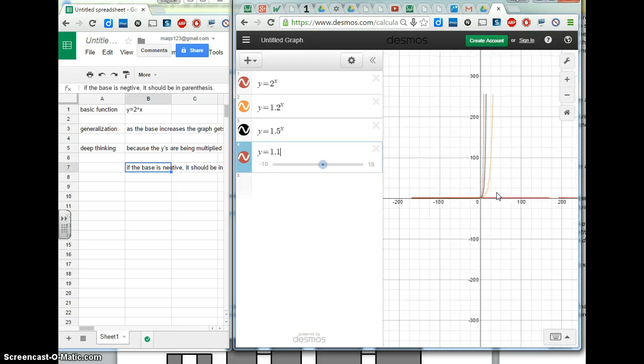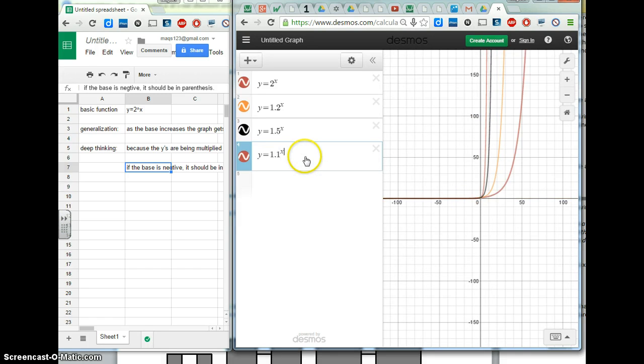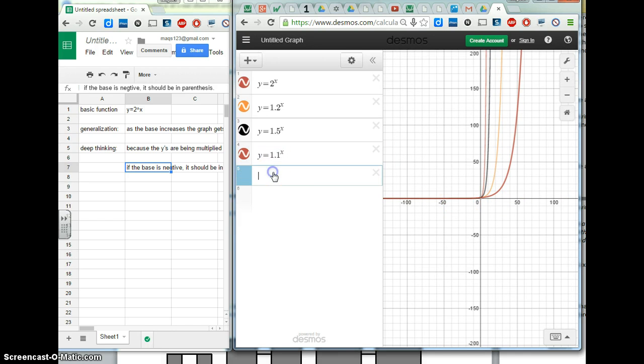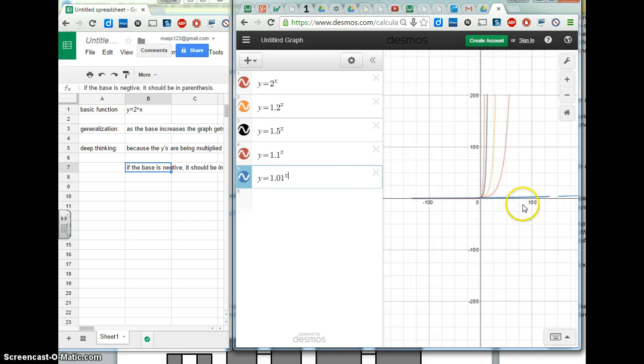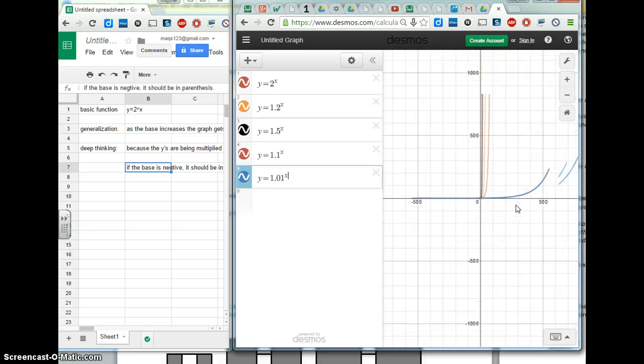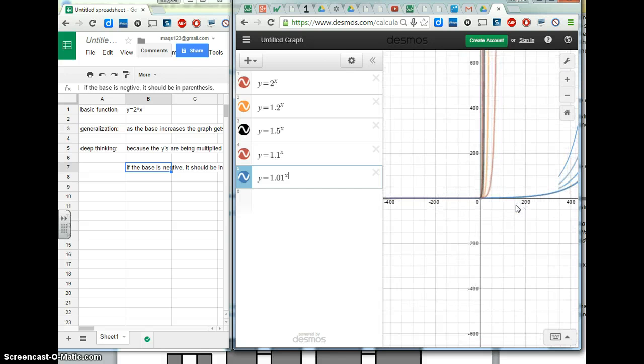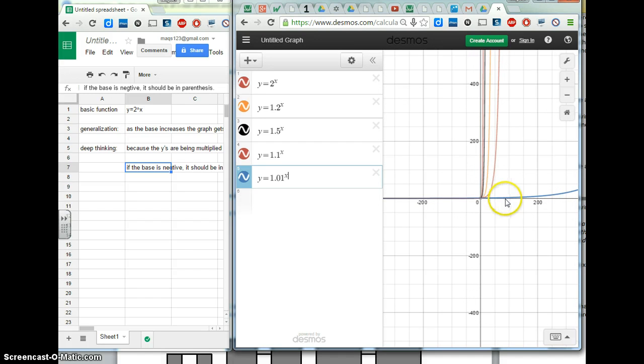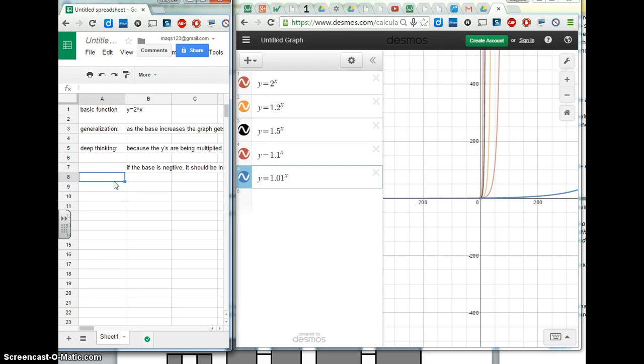So the red one, oh, never mind. I haven't put my exponent yet. Here we go. So then, how about 1.01? Look at that. That's the blue one. So look at that. It's still exponential, but it's far away. So we can make a generalization of that one. Okay. If it's a decimal, the smaller the decimal, closer to 1, the wider it is. Okay.